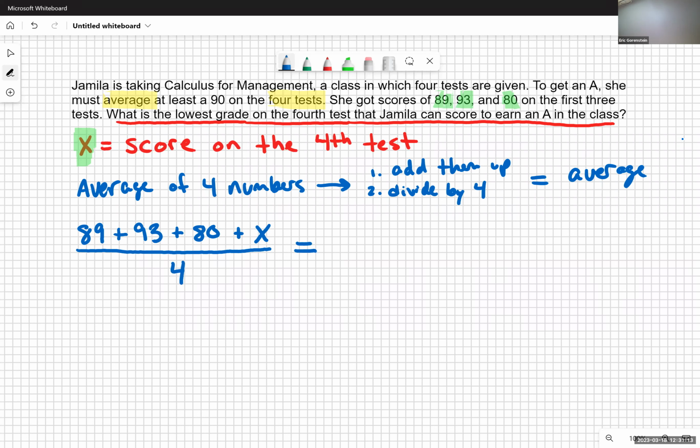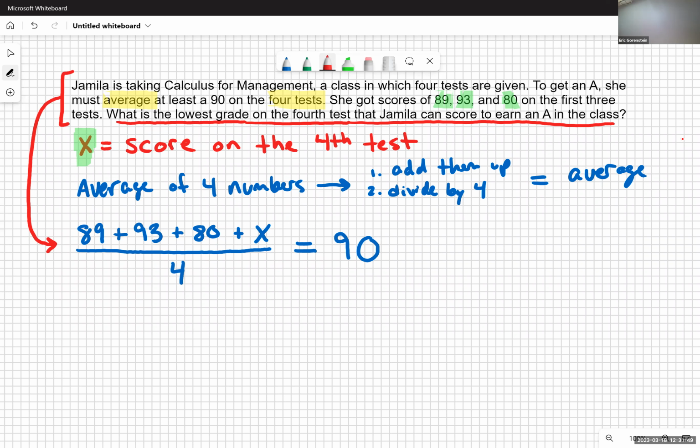And that's going to be equal to the average. And we know what the average has to be in this problem. The average has to be a 90. So we could set that equal to 90. And there's our equation. So that's really the first phase of any word problem in algebra, is to take the problem in words, which in this case is a paragraph, and convert it or translate it to the language of mathematics. So take the word problem and turn it into an algebraic equation.